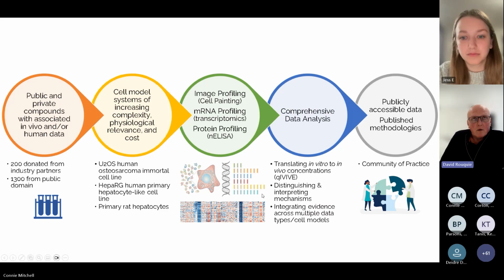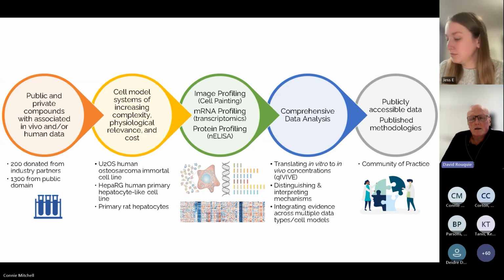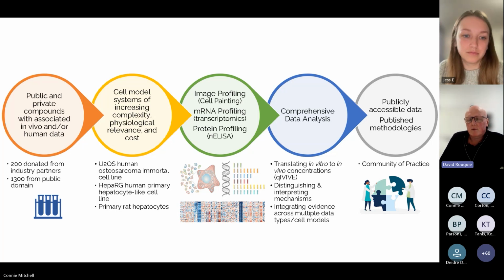So, from a global overview, the objective of this project and the vision is, as I said, to make use of as large a set as possible of public and private compounds with associated in vitro and in vivo data in rodent or in human. Test them in different cell models. Gain knowledge about the effects those molecules induce in vitro in those different cell types using cell painting, transcriptomics, and ELISA for proteomic profiling. And out of those data, make a comprehensive analysis to draw all the conceptual learnings we can from the translation from in vitro to in vivo, also having some estimate of exposure regarding these molecules, in order to make all the learnings, as I said.